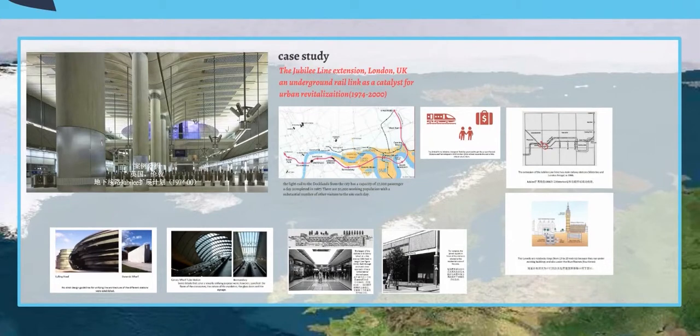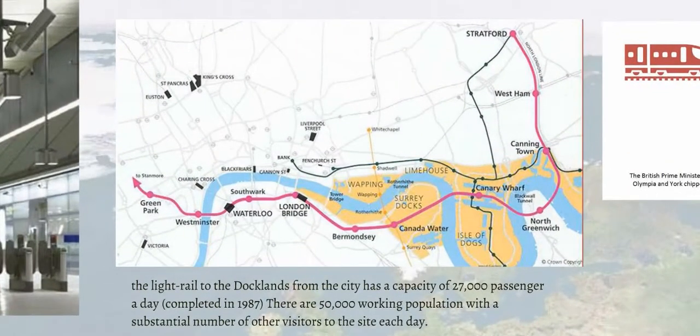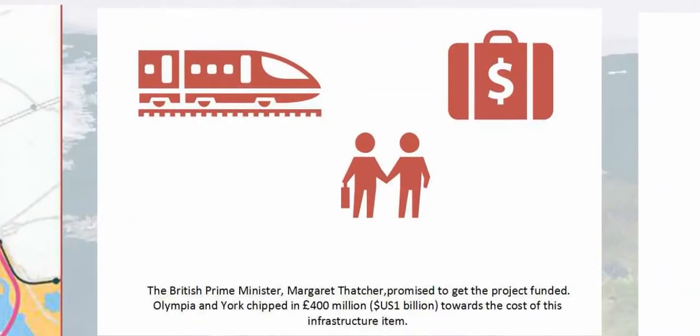The Jubilee Line extension in London, UK, an underground rail link as a catalyst for urban revitalization. The light rail to the Docklands from the city has a capacity of 27,000 passengers a day. There are 50,000 working population with a substantial number of other visitors to the site each day. The British Prime Minister Margaret Thatcher promised to get the project funded. Olympia and York chipped in 400 million towards the cost of this infrastructure item.